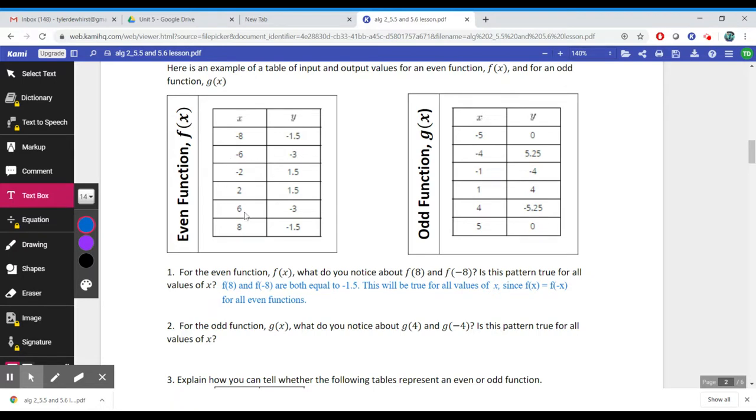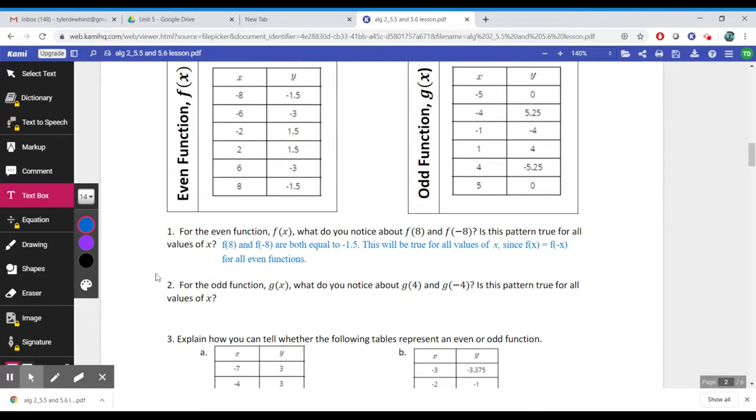Also, if we input +6, we get -3. If we input -2, we get +1.5. And if we input +2, we still get +1.5. So just verifying our definition on an even function, changing the sign on the input does not give a different result. The result will always be the same, whether the sign of the input is positive or negative.